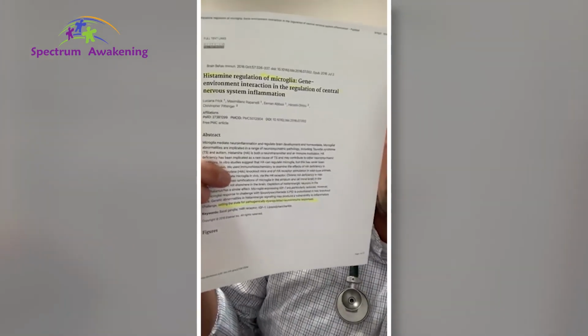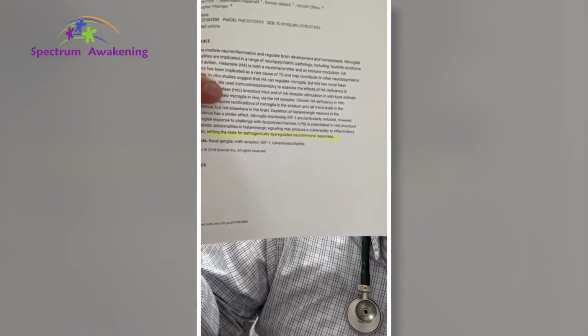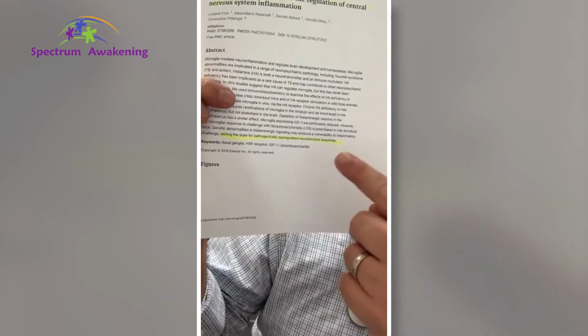Now, I have a lot of research on this, which I want to dive into, but the end message of it is that histamine causes hyperactivity in the brain, okay? Histamine causes hyperactivity in the brain. Here we go. Let's talk about this. Here's a research study that says histamine regulation in microglia, part of the brain, causes central nervous system inflammation, setting the stage for a pathogenically dysregulated neuroimmune response. We know histamine causes a lot of inflammation. All right, well, what else does it do?